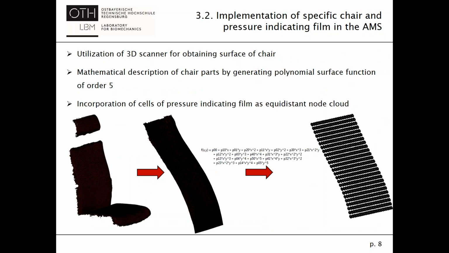For the generation of the specific chair model and the overlying pressure indicating film, we used a 3D scanner, namely the Xbox 360 Kinect, for obtaining the surface. There we received an STL file, which was then treated in MeshLab and inserted into LS-PrePost to receive the X, Y, and Z position of the nodes.